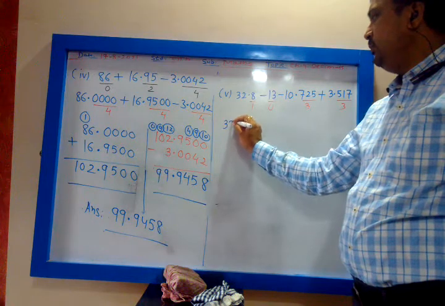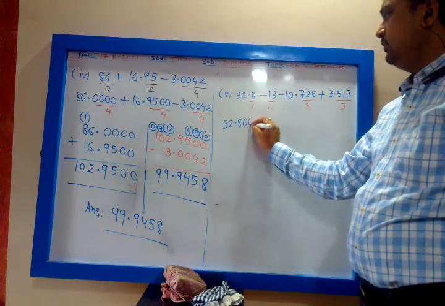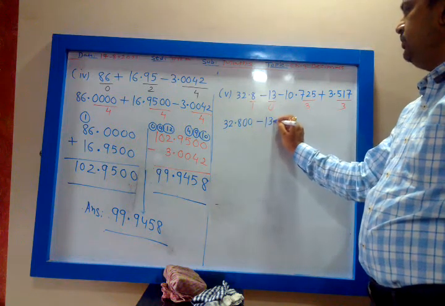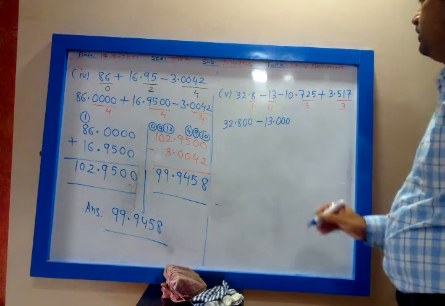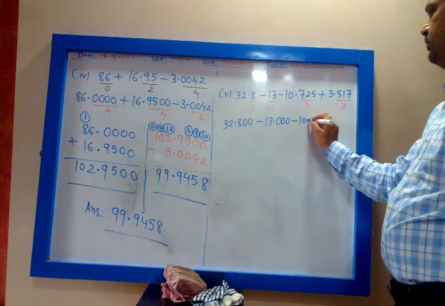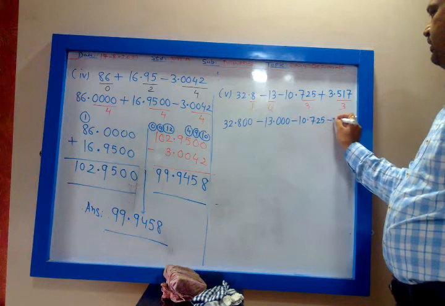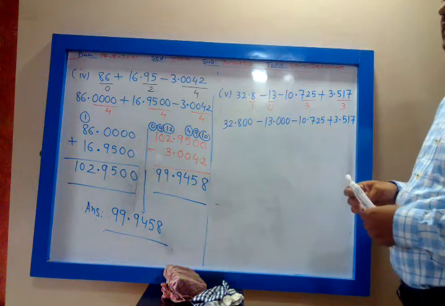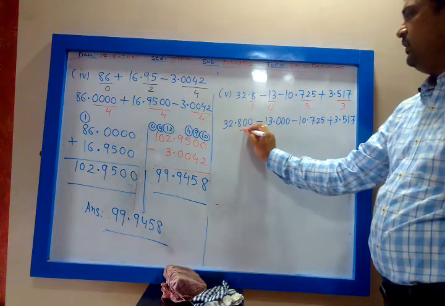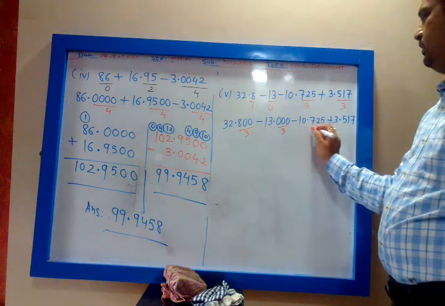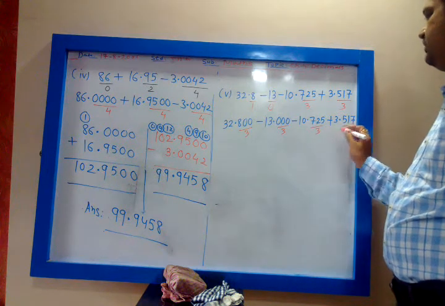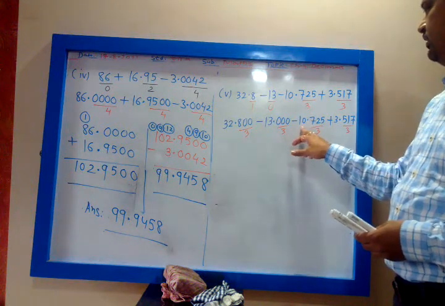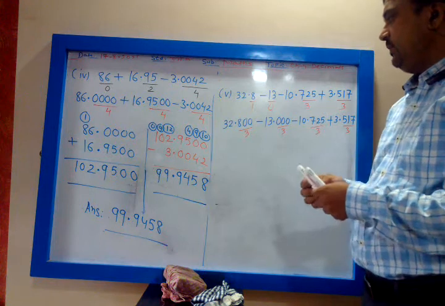So 32.800, 2 zeros, my dear, minus 13.000 minus 10.725 plus 3.517. Now you check whether they are like decimals. You count the number of decimal places: 3, 3, 3, 3. So they are like decimals. First you have to subtract, then again subtract, and at the end add. So 3 steps.